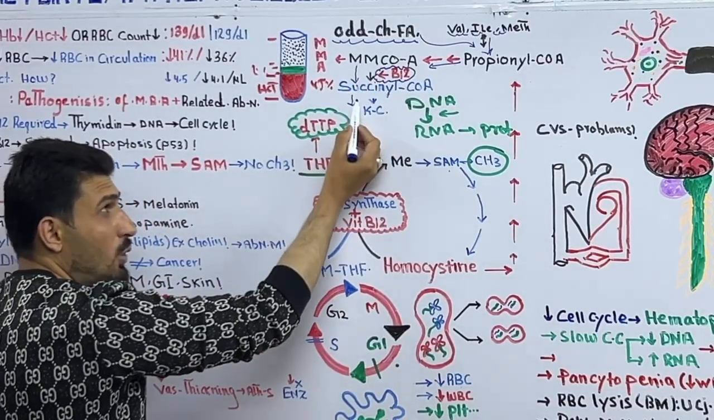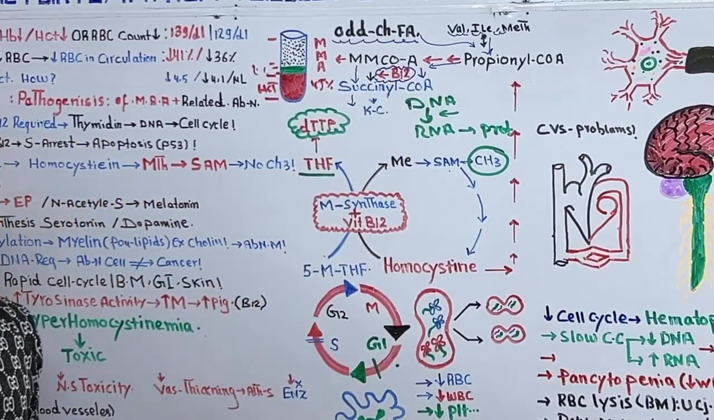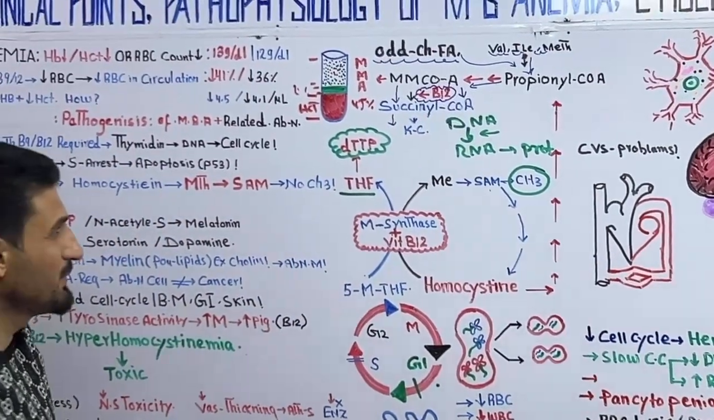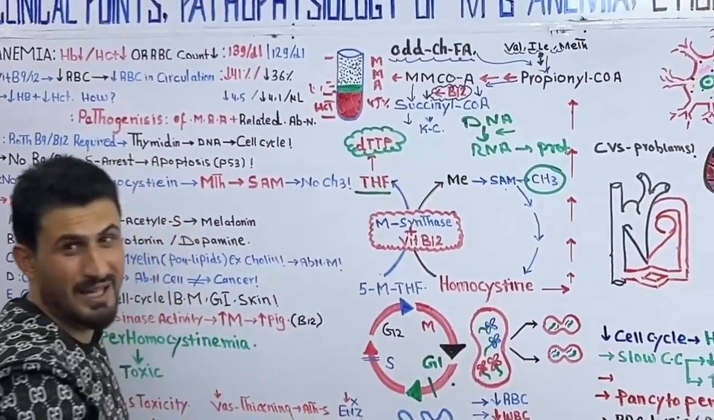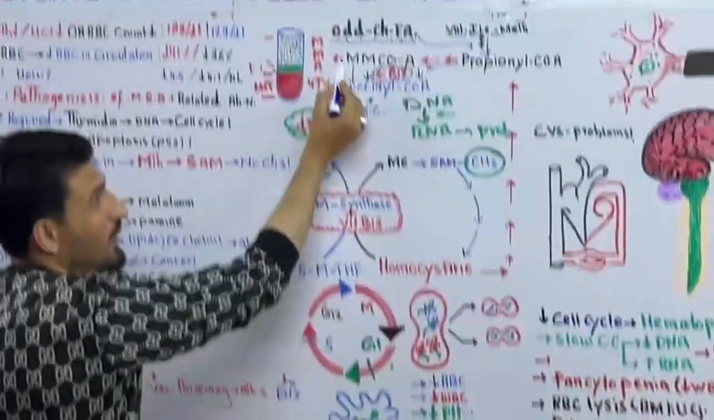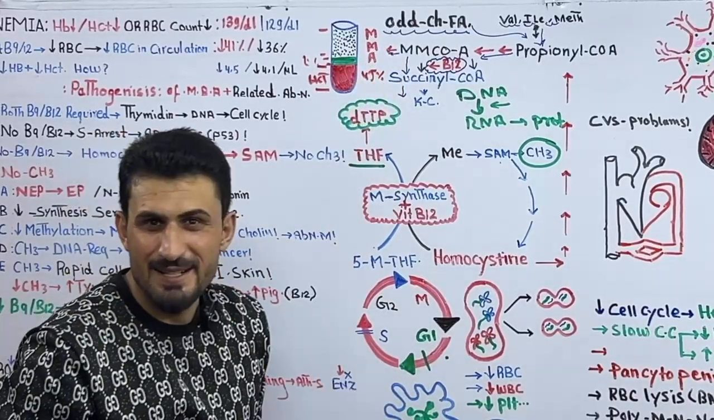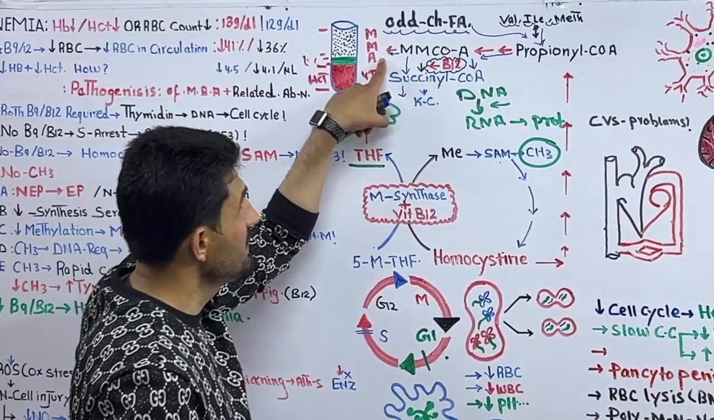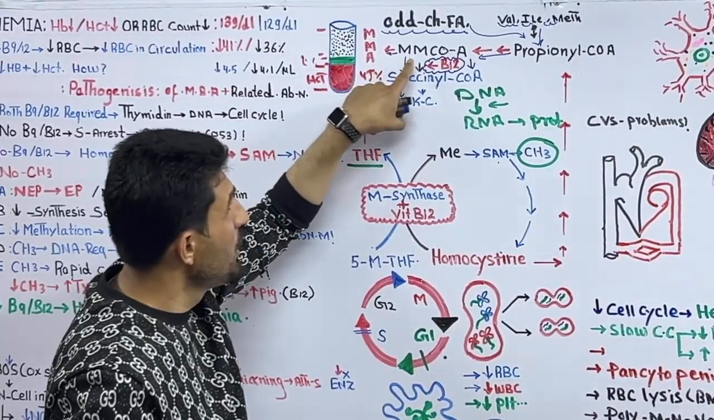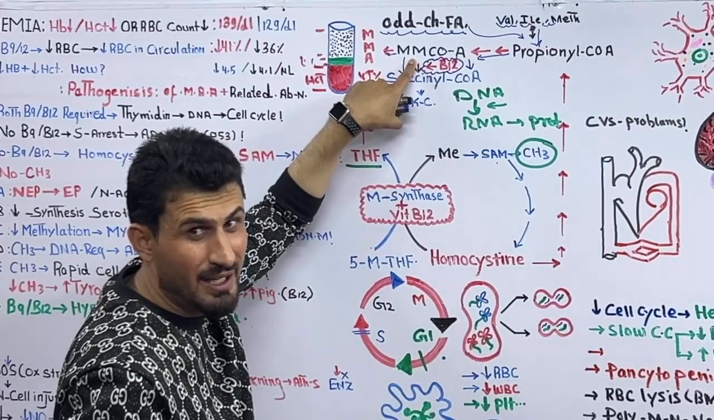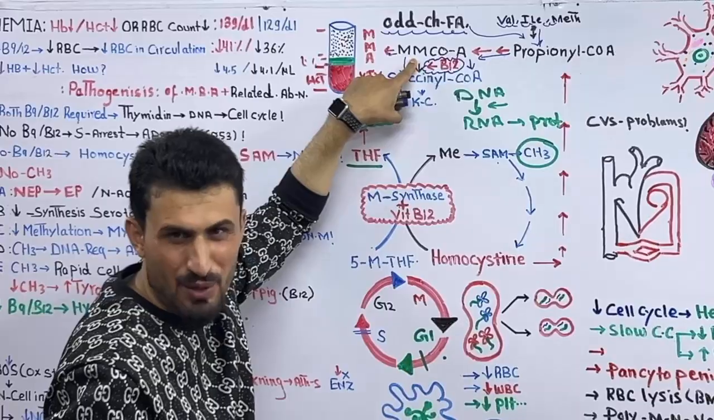Okay, so now this is also very important. In deficiency of vitamin B12, we cannot change methylmalonyl CoA to succinyl CoA. This methylmalonyl CoA accumulates in the form of methylmalonic acid, and this methylmalonic acid is a toxic substance. We will talk about it. Plus, this methylmalonyl CoA is incorporated in the making of abnormal myelin synthesis.